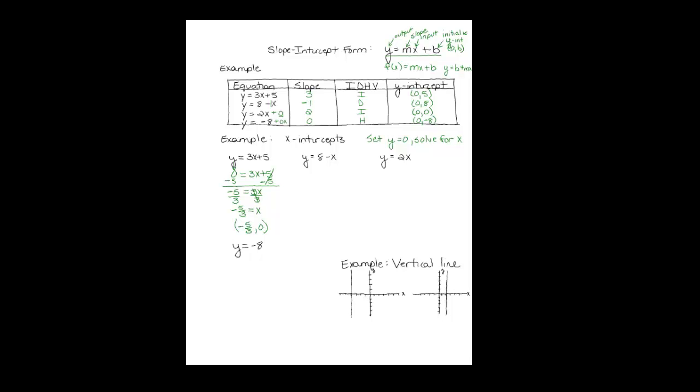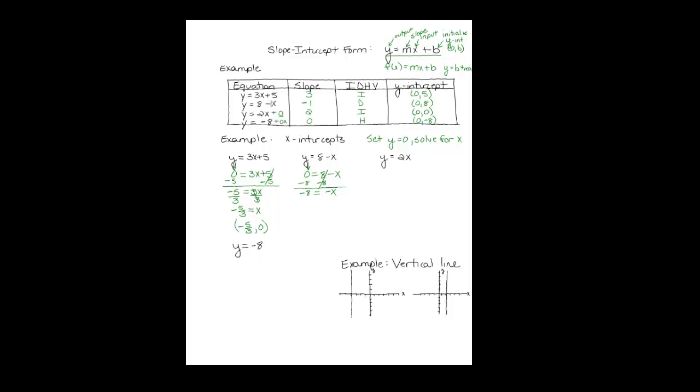The next example, y equals 8 minus x, same thing. Replace y with 0. So 0 equals 8 minus x. Solve for x. Subtract 8 from both sides. 0 minus 8 is negative 8 equals 8 minus 8 cancels.